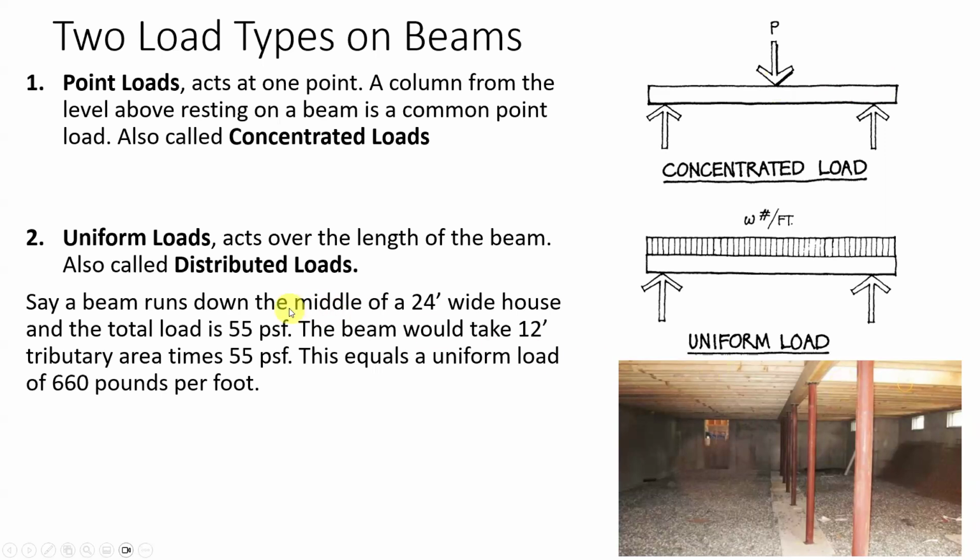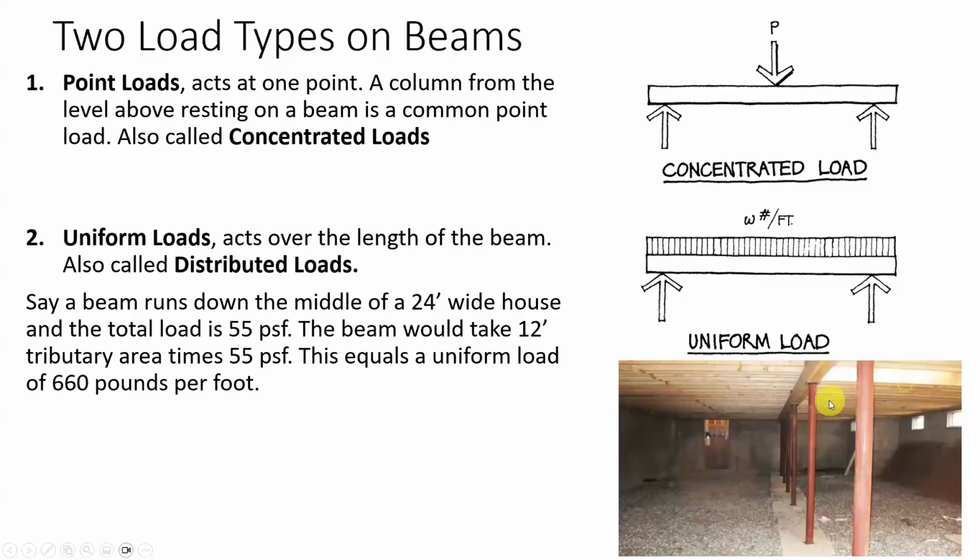So let's use an example here. This is a 24-foot wide house and the total load is 55 pounds per square foot. So this is 12 feet on this side, and 12 feet on this side. That means half of that 12 feet, 6 feet, goes to the foundation wall on both sides. And half of that 12 feet, 6 feet, goes to that beam.